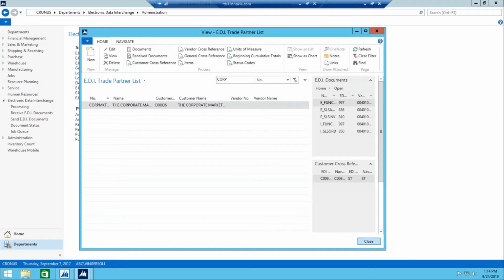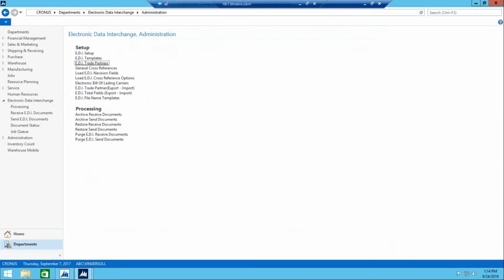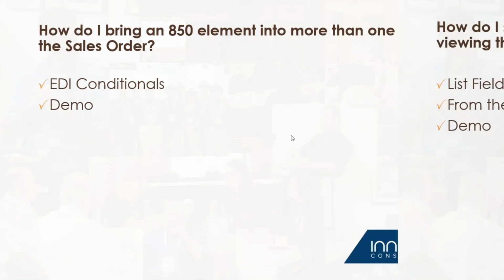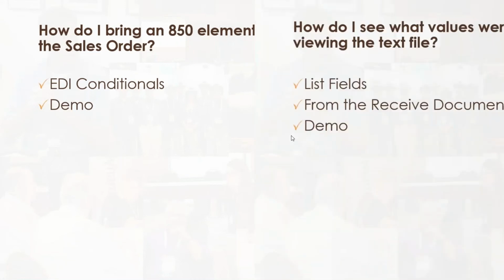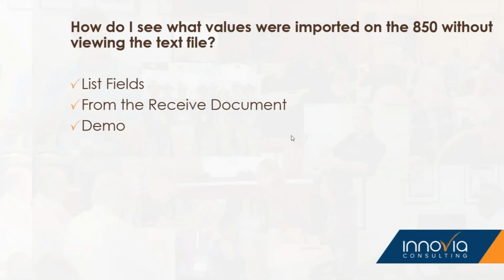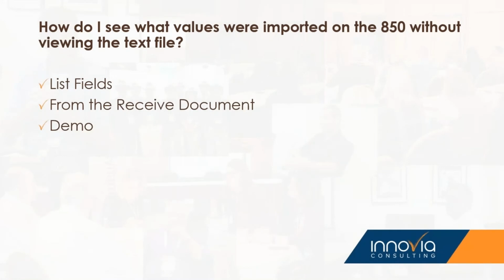Okay, let me bring the PowerPoint back up for us. Next: how do I see what values were imported on the 850 without viewing the text file? Sometimes when you view the text file, it's just a lot of raw data, and it's hard to see the breakout of the segments and the elements, because it's all together on multiple lines and looks kind of messy.